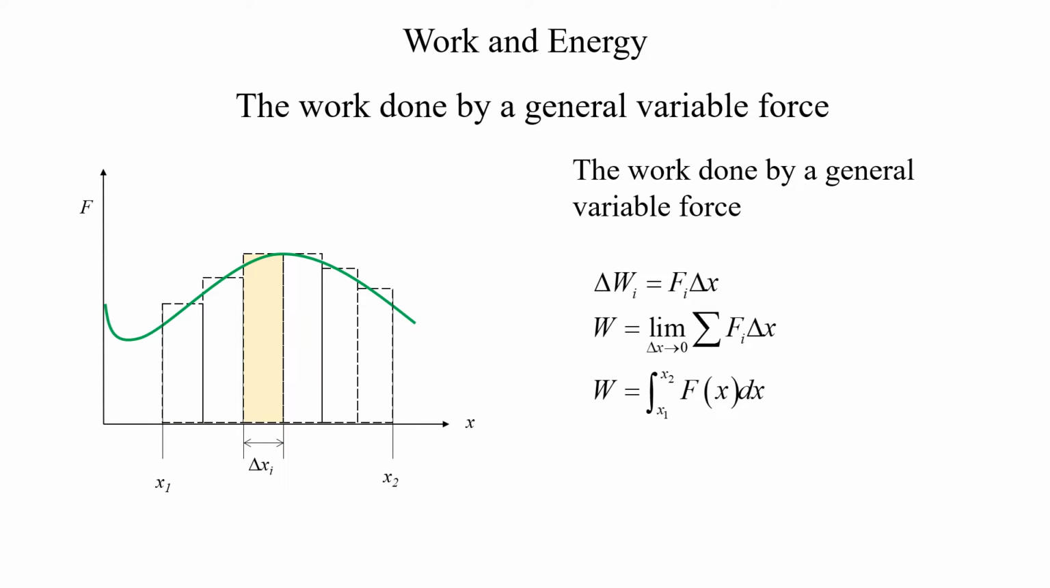All right, now let's look at the work done by a general variable force. So for the work done by a general variable force, we do the same thing. We break it up into little tiny displacements, delta x. So the force times delta x gives us the little bit of work, delta W sub i. Then we sum all those up and take the limit as delta x goes to 0, and we get that the net work equals the integral of F dx.